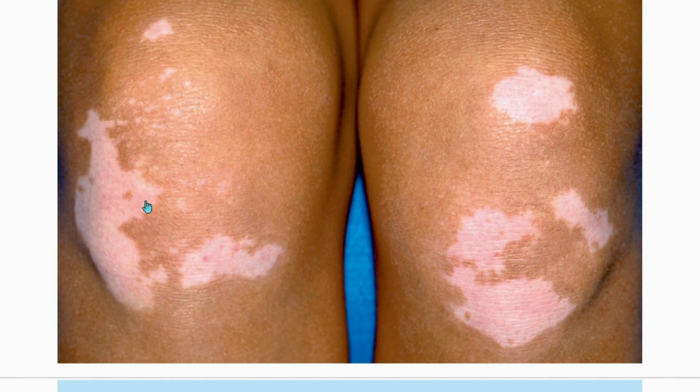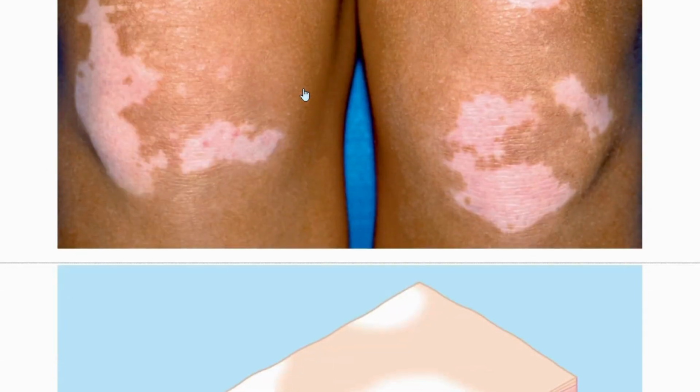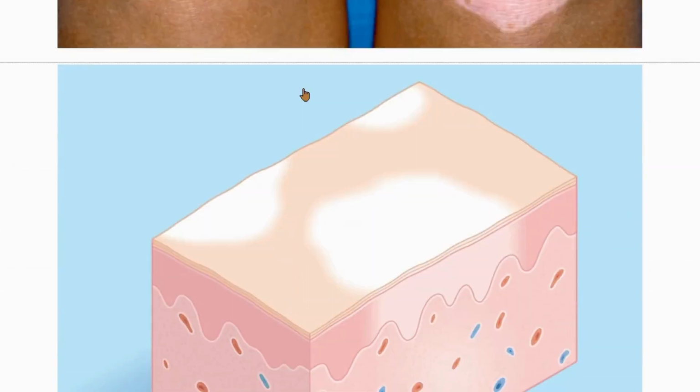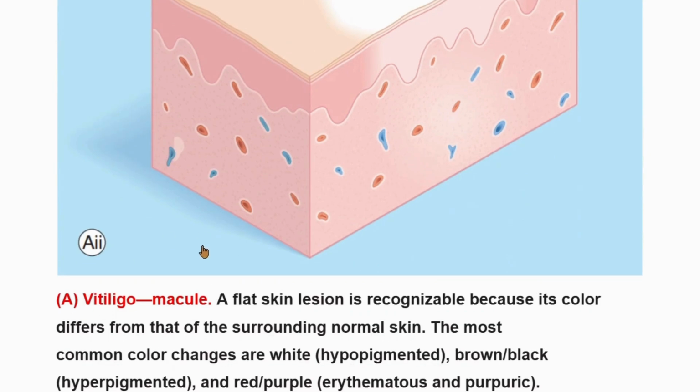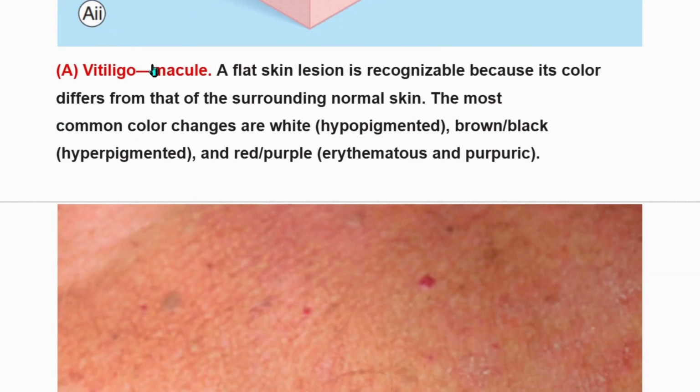As we can see here, we can see skin lesion, we can see vitiligo here. The lesion of vitiligo is called macule. Vitiligo is a flat skin lesion, recognizable because its color differs from that of the surrounding normal skin. The most common color changes are white, hypopigmented, brown, black, hyperpigmented, and red, purple, erythematous, and purpuric.